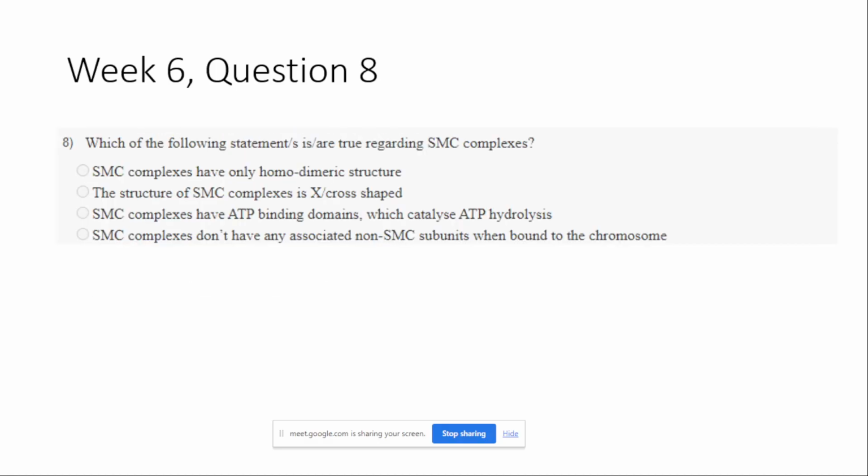Okay. The next question is, which of the following are true regarding SMC complexes? They have only homodimeric structure. Is it true? Homodimeric structure. Can anyone please try?